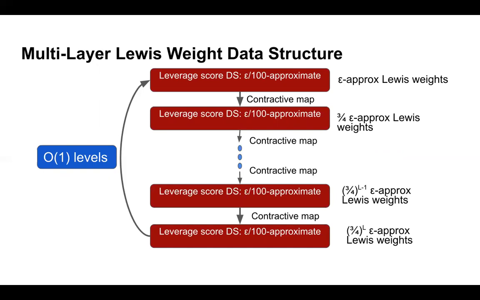So at the top level, it's epsilon. At the next level, it's 3/4 times epsilon. So after L levels, think L is a constant, you've decreased the error to (3/4)^L times epsilon. So let's say that we were able to decrease the approximation error by a factor of 10. Well, then what you can do is plug it back into the first layer, and you can show that you only lose a constant factor in approximation when you do that. So having this multi-layer structure allows us to maintain Lewis weights up to an epsilon approximation, which was our goal.